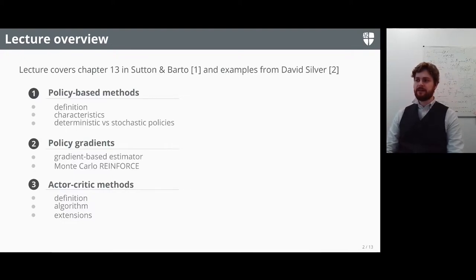We'll be spending the last third of the lecture on more recent methods, specifically on actor-critic methods. And these are where you have two neural networks. One is the actor, which chooses the actions that you take. And the other is this kind of critic, which criticizes the action value function. And it tells you if it's a good or a bad action that's been taken.